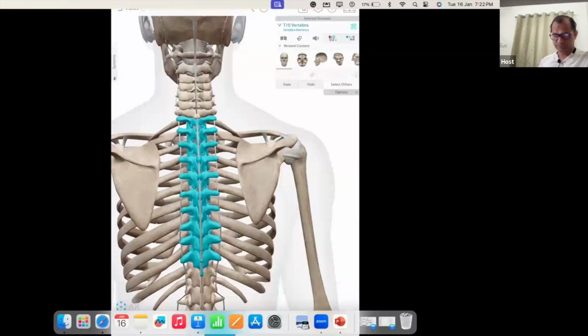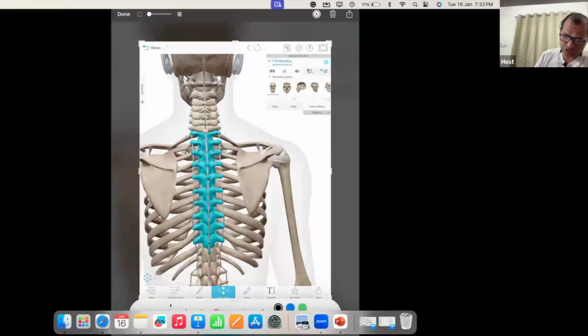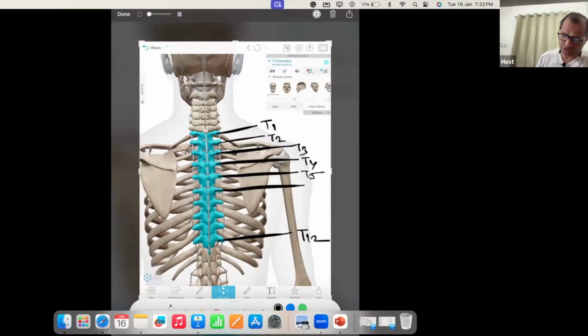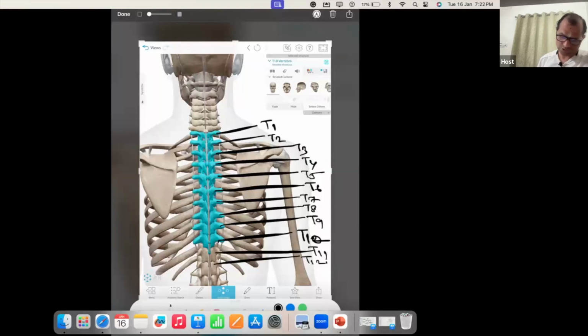So this is T1 to T12. T2, T3, T4, T5, T6, T7, T8, T9, T10, T11 and T12. So there are a total of 12 thoracic vertebrae. कुल 12 thoracic vertebra होते हैं.